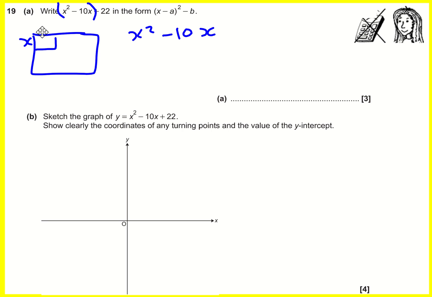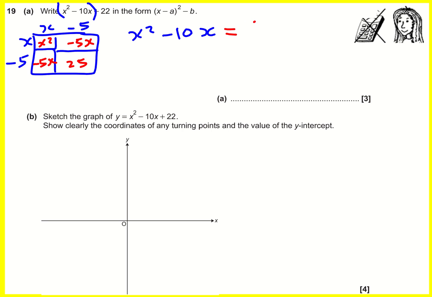Well, I can make this little bit x and x, but now I need some numbers, and I need these numbers to be the same and give me minus 10x. So I need a minus 5 and a minus 5. That will give me my area of minus 5x minus 5x. I probably should write these in actually, it's just I've run out of space. So I've nearly got a square now, but I've got an extra 25.